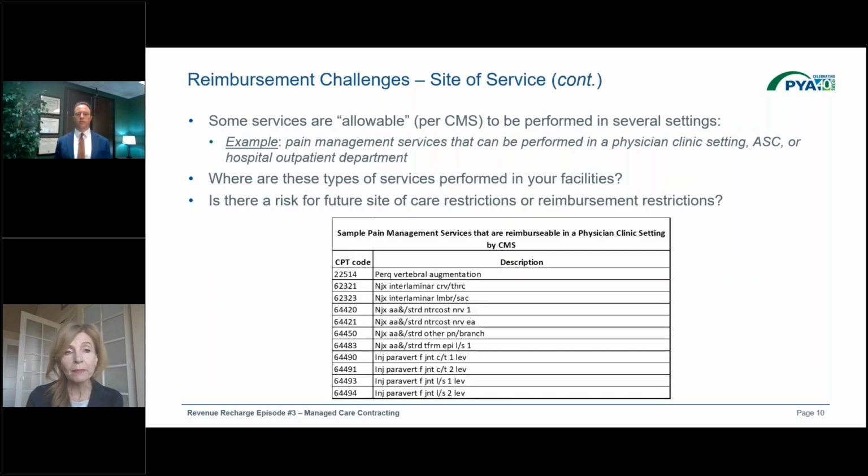This is just a little example of pain management. We're seeing a lot of pain management done in outpatient settings at high reimbursement rates. Well, the codes that I'm sharing with you can be done not only in an outpatient hospital setting, but an ASC and also a physician clinic at very, very low rates compared to a hospital setting. So take a look, where are these services done in your facility, and make sure that you're not having a risk of those services getting moved to lower settings or lower reimbursement without you understanding the implication of this for your facility.